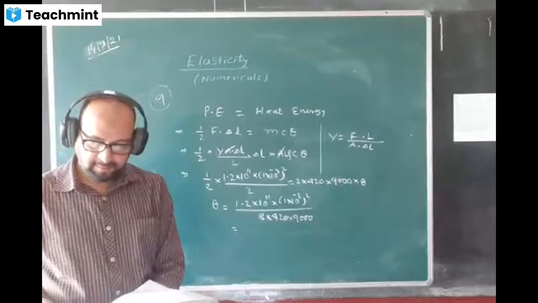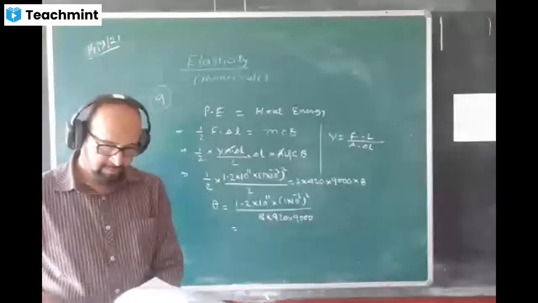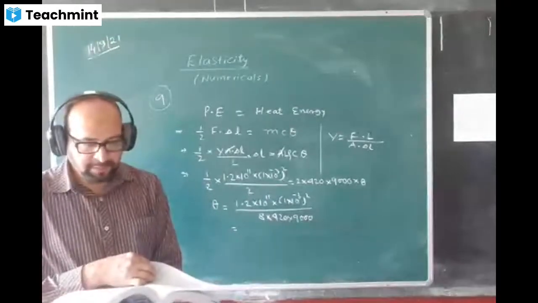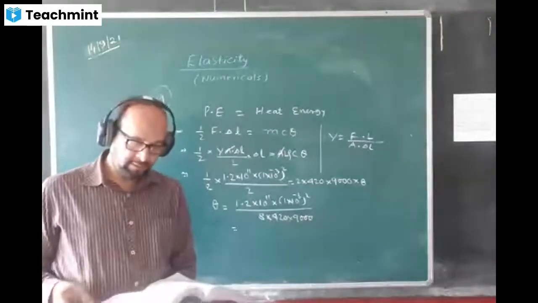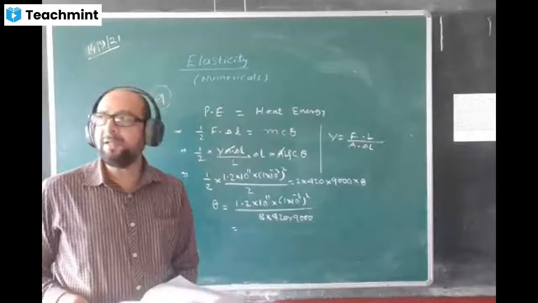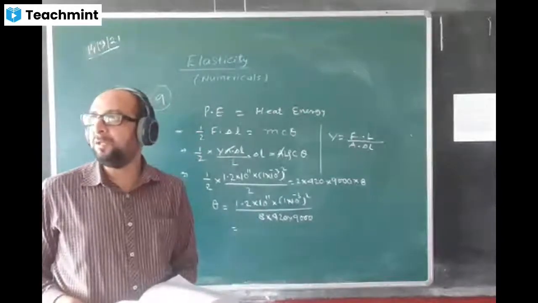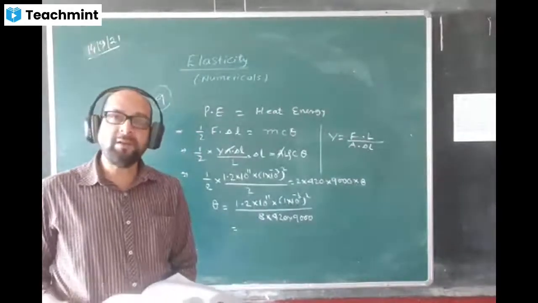What is the answer? The answer will come 0.004, 0.004 degrees Celsius. It may come 39 and all, so you can round off and write 4. 39 will become 4. 40 actually, so you can add 4.